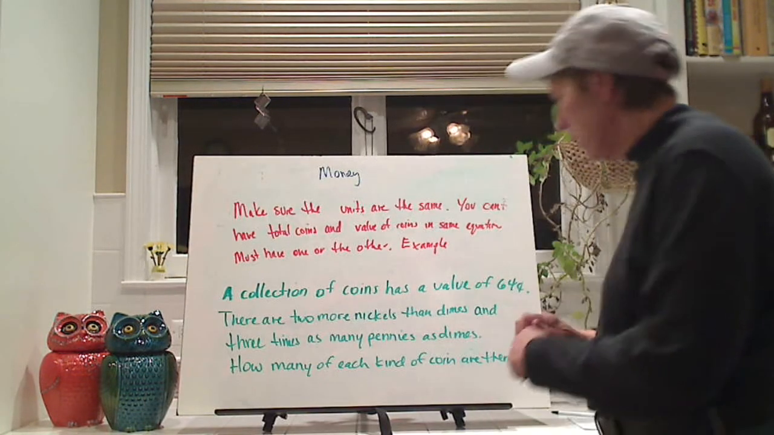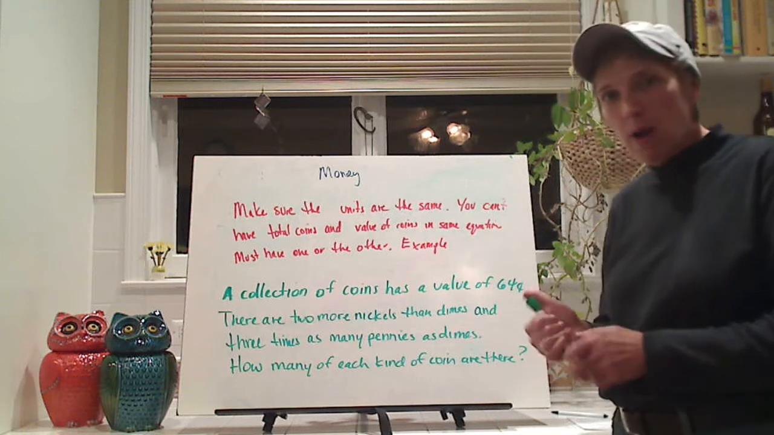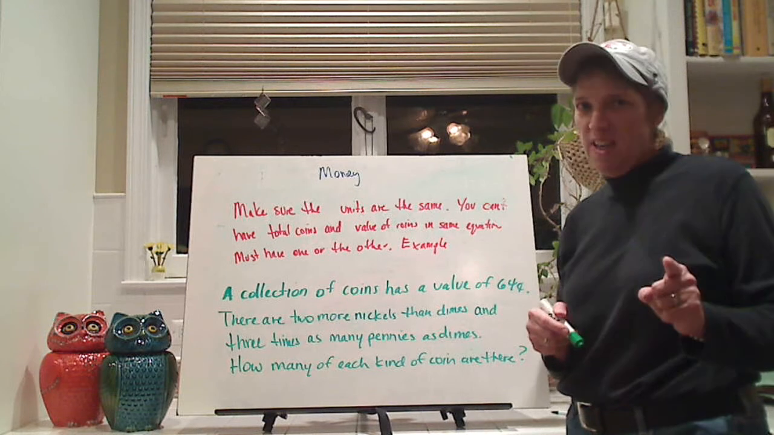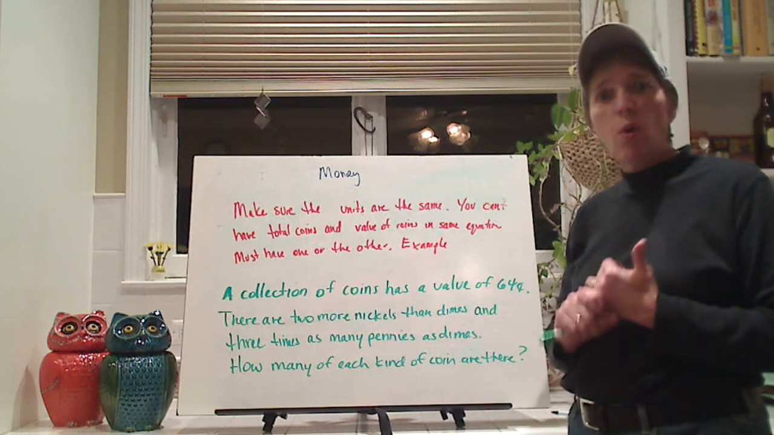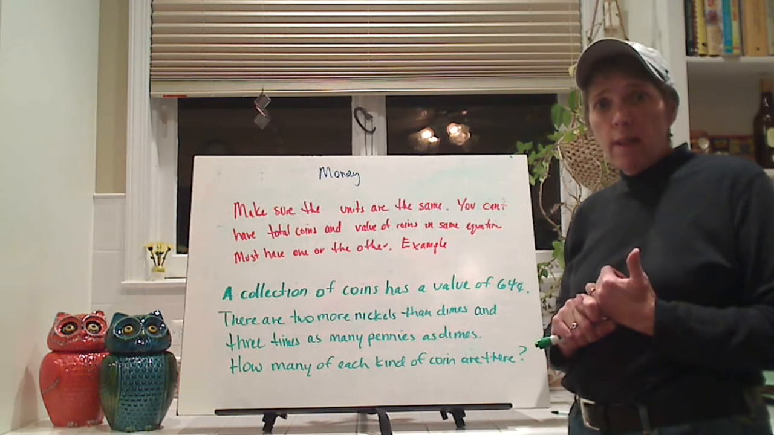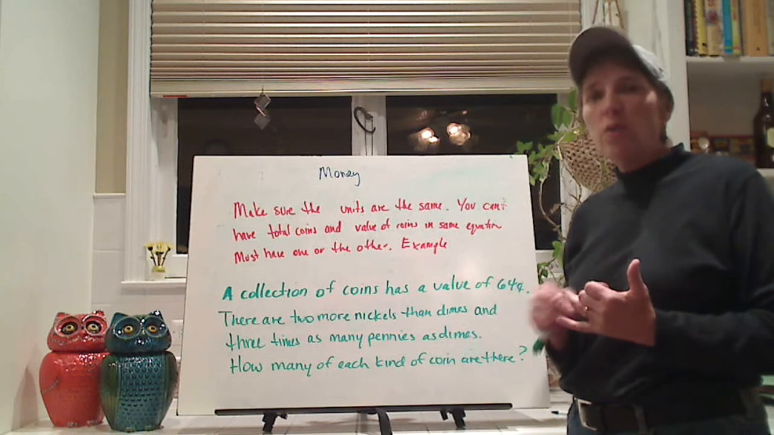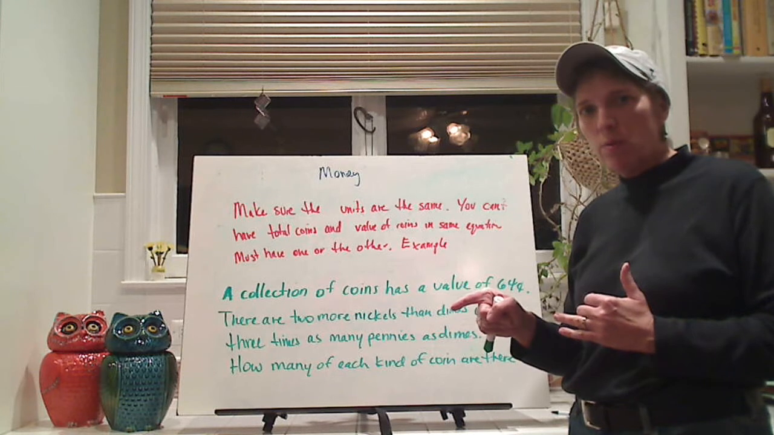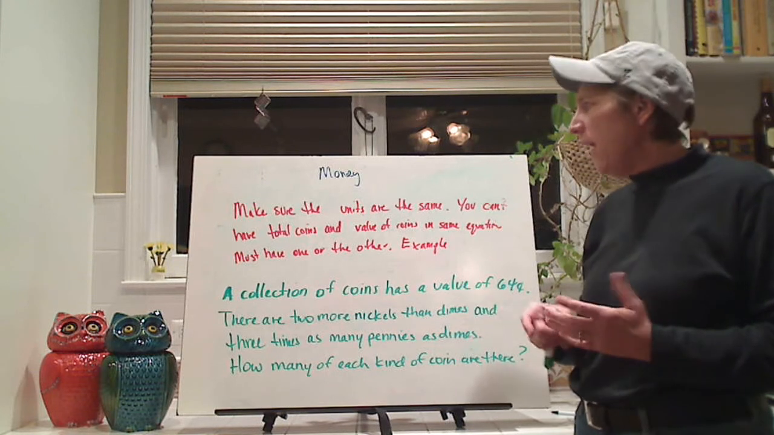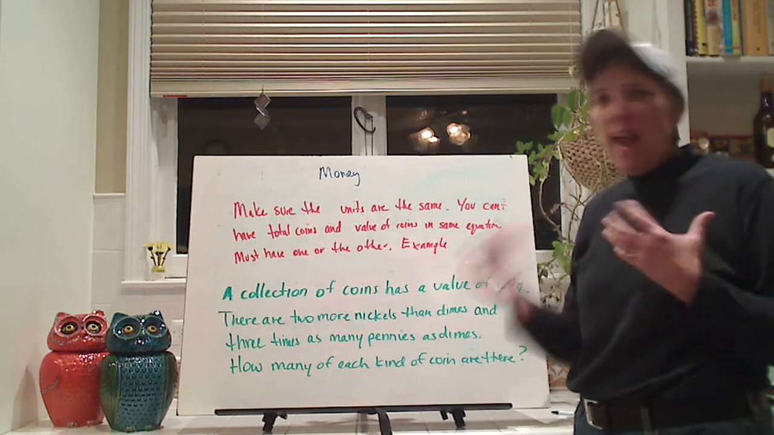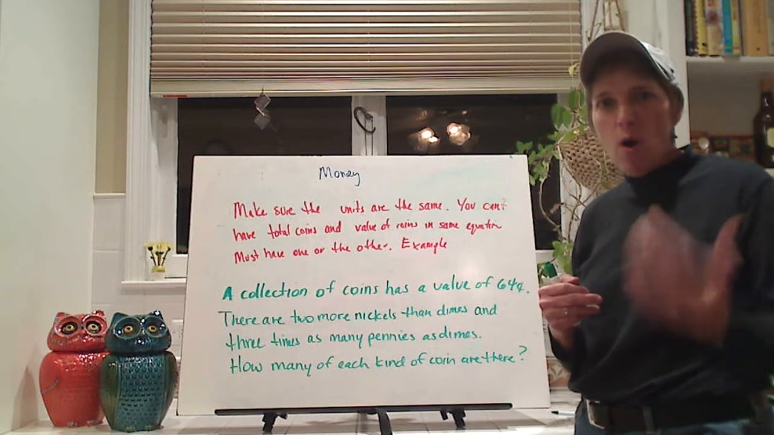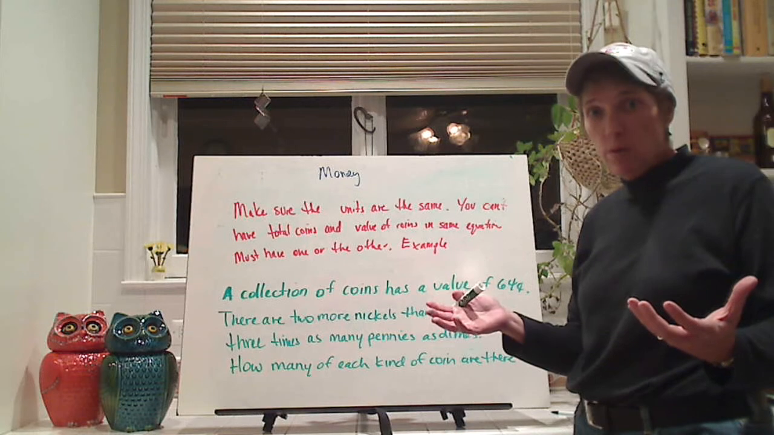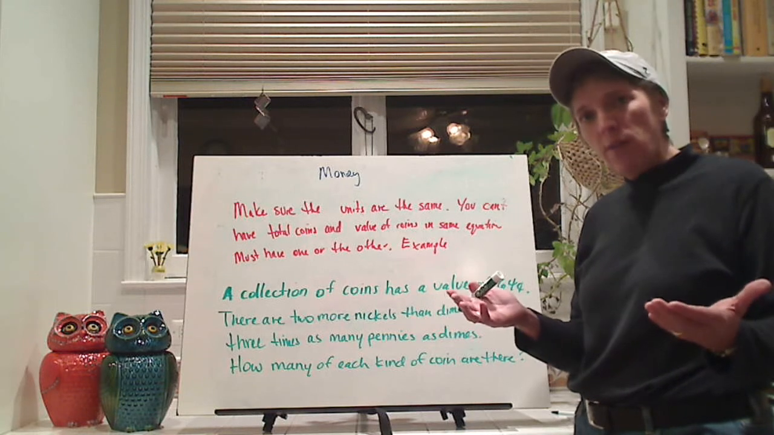Money. All right, with money type of word problems, you have to make sure that the units are the same. Either you're talking about a total value of coins and they give you a value, or you're talking about a total number of coins and they give you the total number of coins. Whichever one they have, you can't have both. You can't have partial value of coins equaling total number of coins. The units all have to be the same.